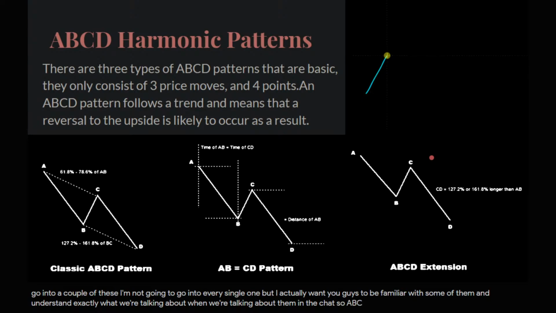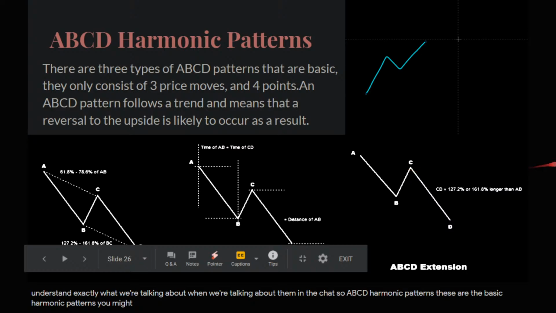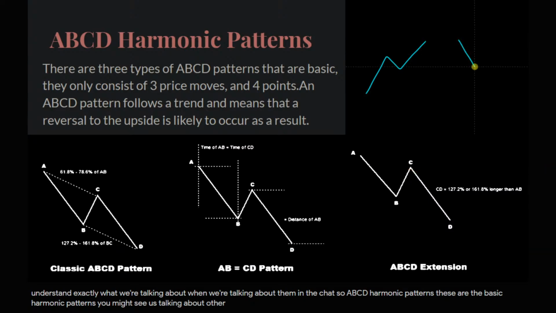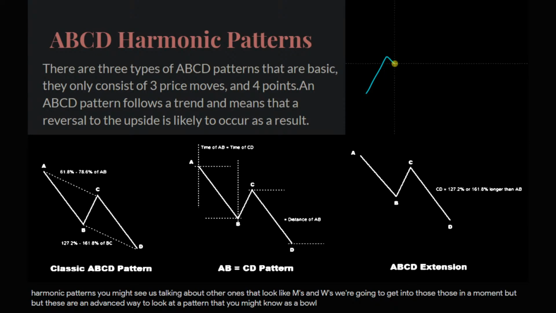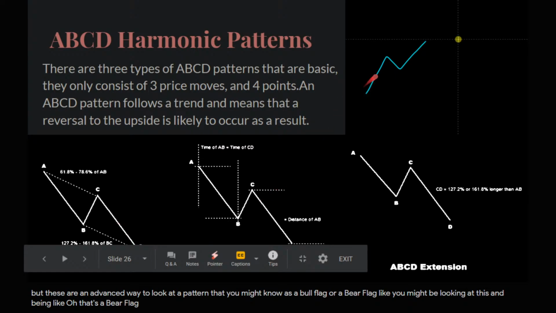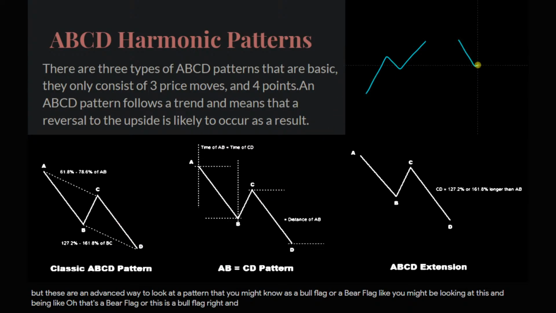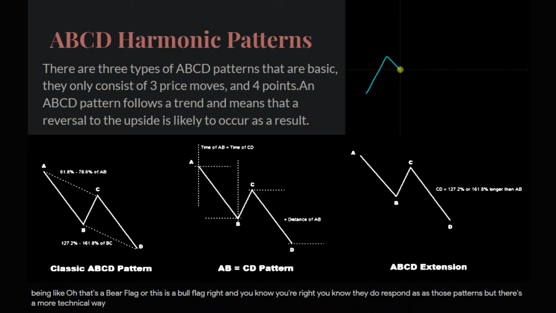So ABCD harmonic patterns, these are the basic harmonic patterns. You might see us talking about other ones that look like M's and W's. We're going to get into those in a moment, but these are an advanced way to look at a pattern that you might know as a bull flag or a bear flag. You might be looking at this and be like, oh, that's a bear flag, or this is a bull flag, right? And you're right. They do respond as those patterns, but there's a more technical way to actually look into them.